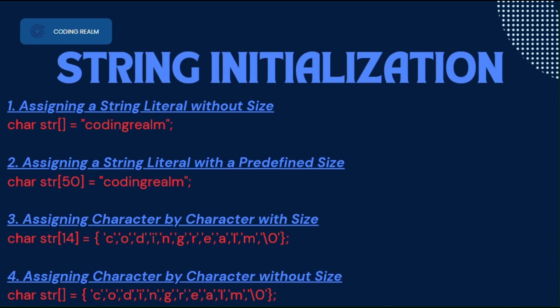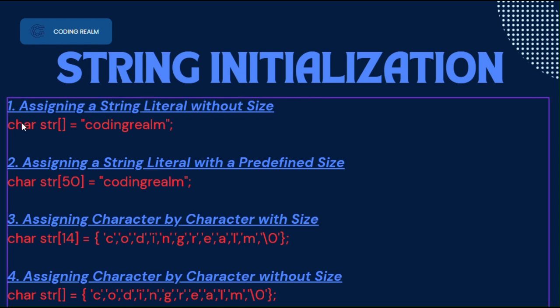Now, string initialization. A string in C can be initialized in different ways. Here we have 4 ways to initialize a string in the C programming language. First, we can assign a string without the size. Like here, I don't put the size. Here, the name of the string str acts as a pointer because it is an array.